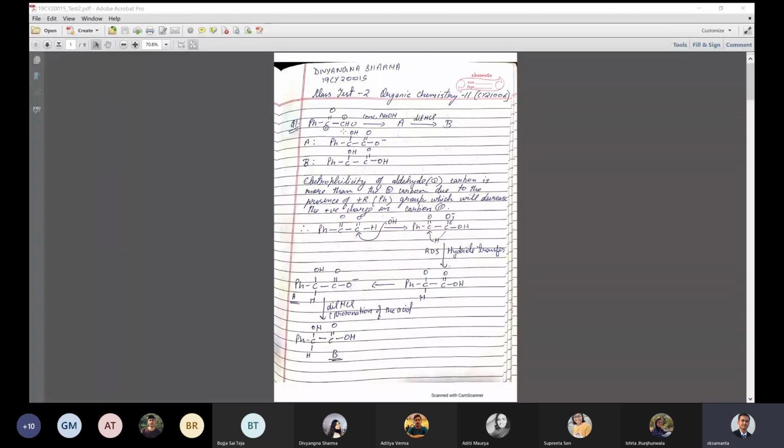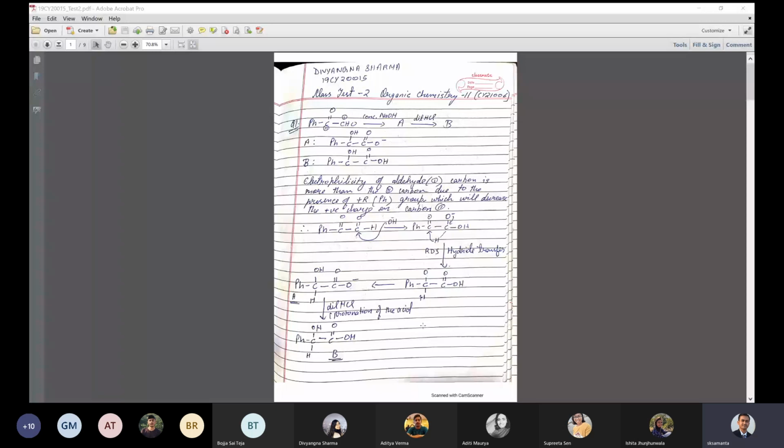So of course it will attack this aldehyde, and then the hydride transfer will happen from this aldehyde H to this carbon center. Okay, like this. And then yeah, this hydride is getting transferred. So this is your product.